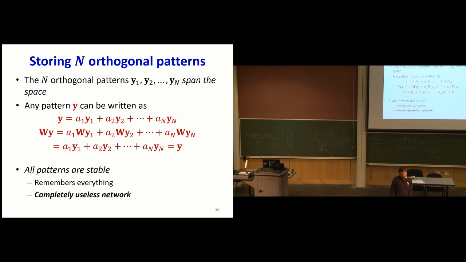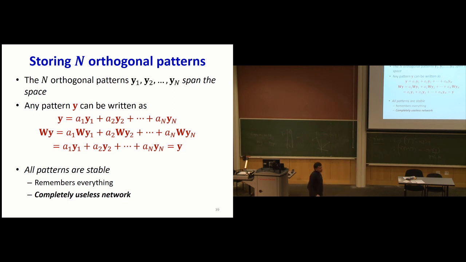Which means that if you have a full complement of n orthogonal vectors that you're storing, they're all stable. Meaning once you set the network into those patterns, they're not going to change. But then every other n-bit pattern in the universe is also stable because W times y equals y for pretty much every pattern. So in other words, if I'm trying to store n orthogonal patterns, I'm going to get 2 raised to n minus n fake memories, things that I don't want to remember, that the system also remembers, right? And so it's a completely useless network. It doesn't really remember anything. Anything you give it, it recalls.